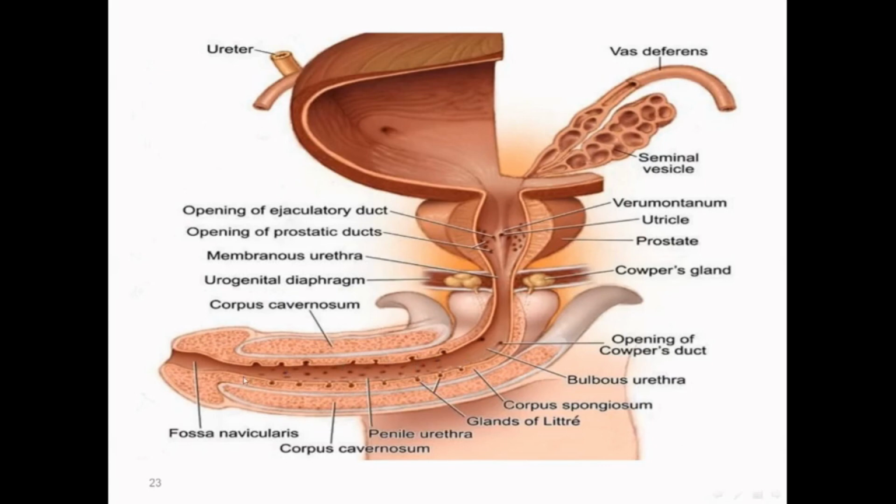The final part here is the penis, which consists of three cylindrical masses of erectile tissue: two dorsal corpora cavernosa, and one ventral corpus spongiosum that surrounds the urethra. The corpus spongiosum, the third part or the ventral part of the erectile tissue, will end in the glans penis, the tip of the penis.